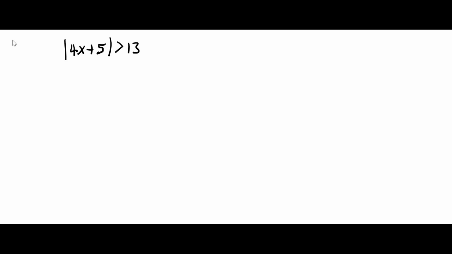To solve this question, please note that when the inequality sign is greater than, or greater than or equal to, we make use of "or". But when it is less than, or less than or equal to, we make use of "and". I hope this makes some sense.